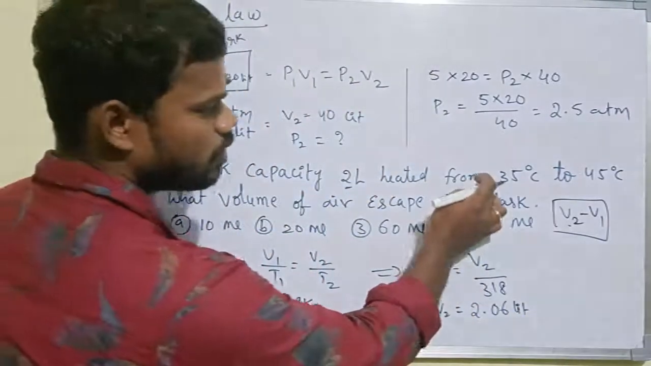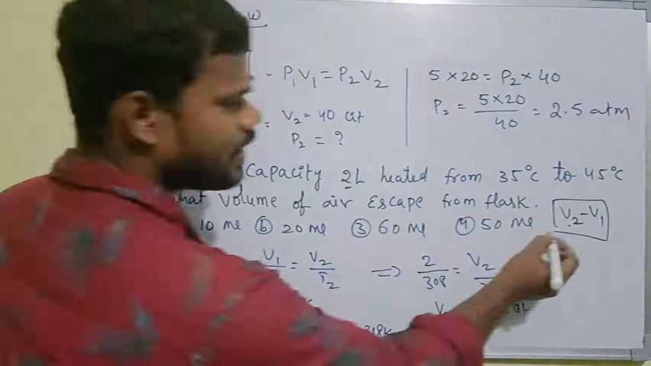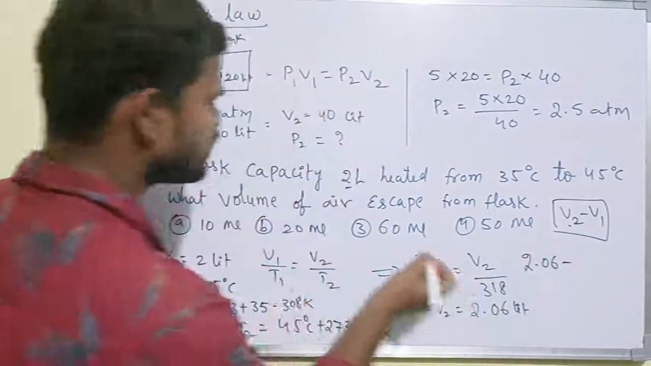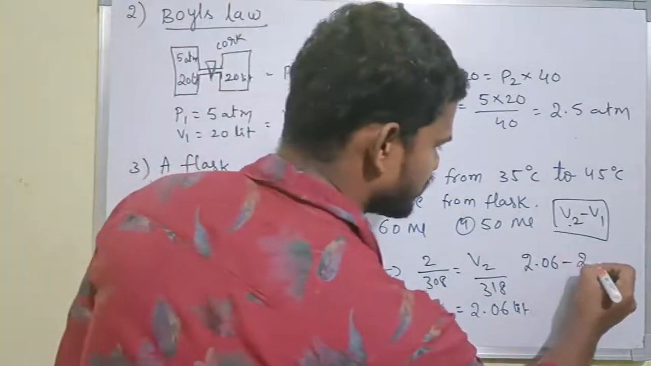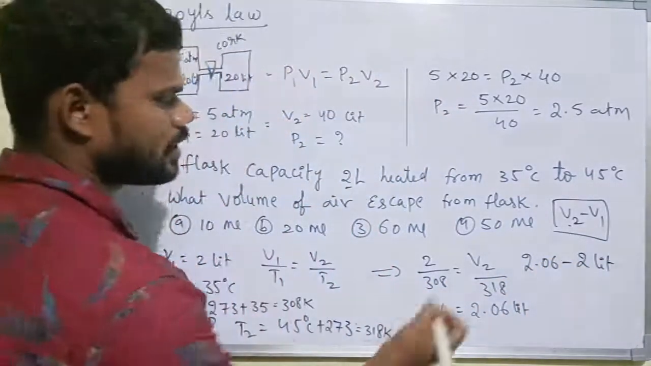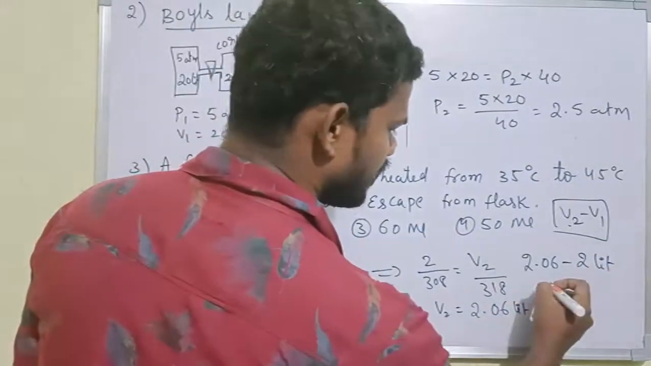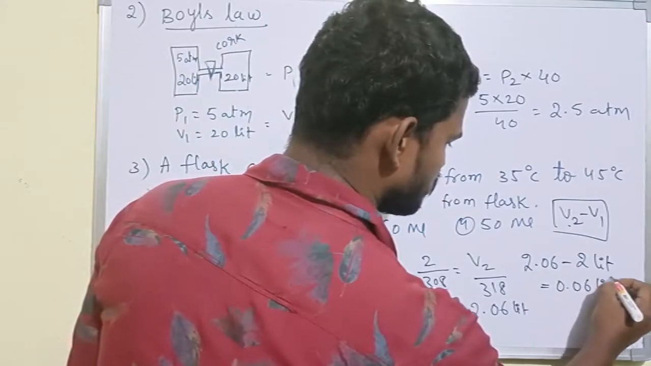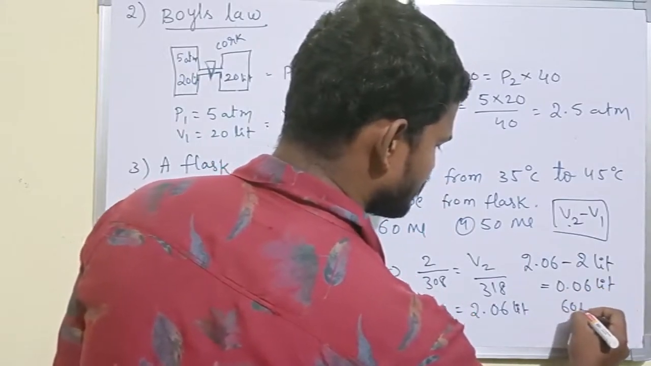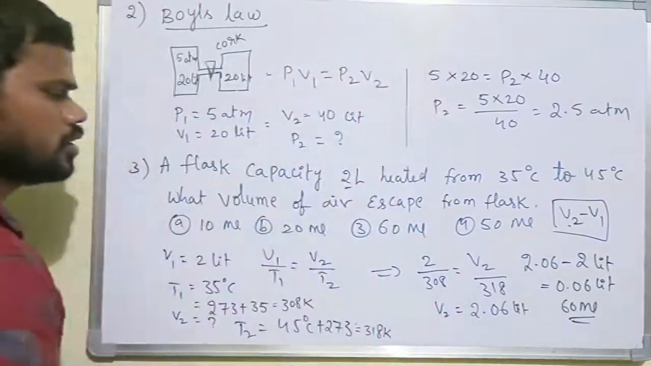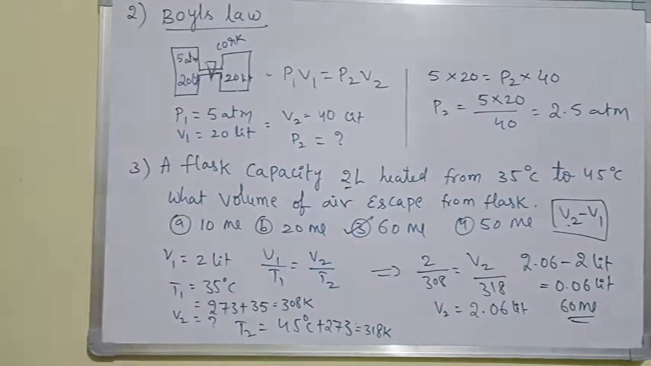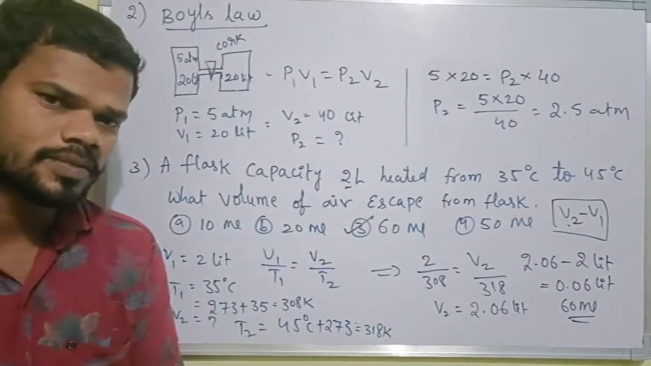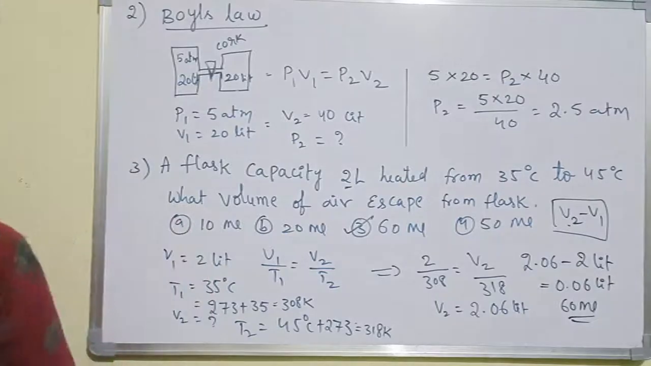Generally, the volume escaped from here is V2 minus V1, which we want to calculate. So 2.06 minus V1, which is 2 liters. 2.06 liters minus 2 liters equals 0.06 liters. 0.06 liters means that is 60 ml. So option 3 is correct. Clear? Like this we have to solve questions regarding Charles law. Next question we have to solve here.